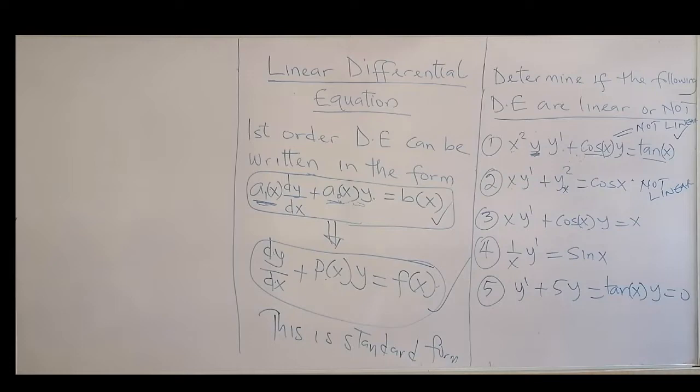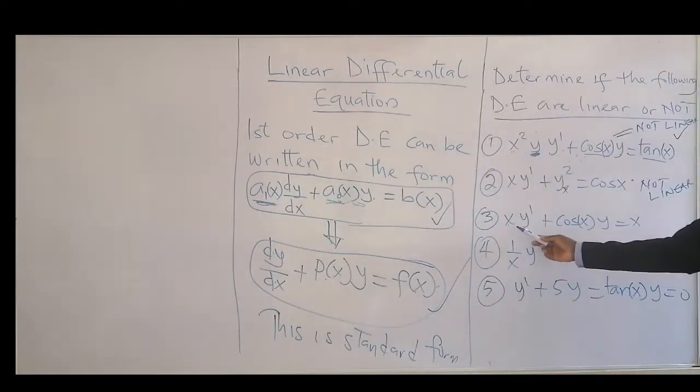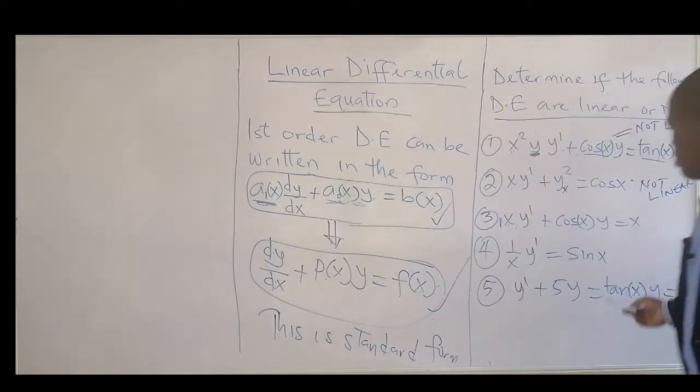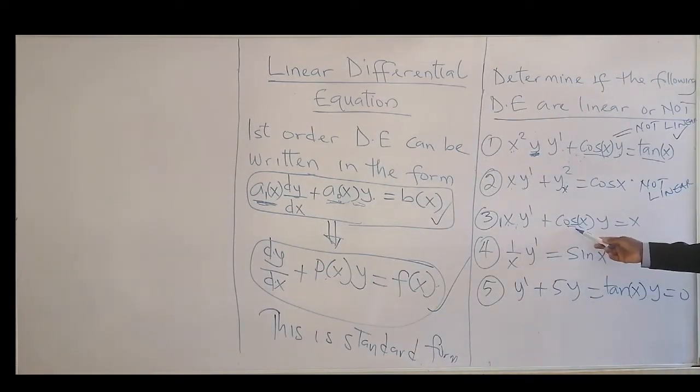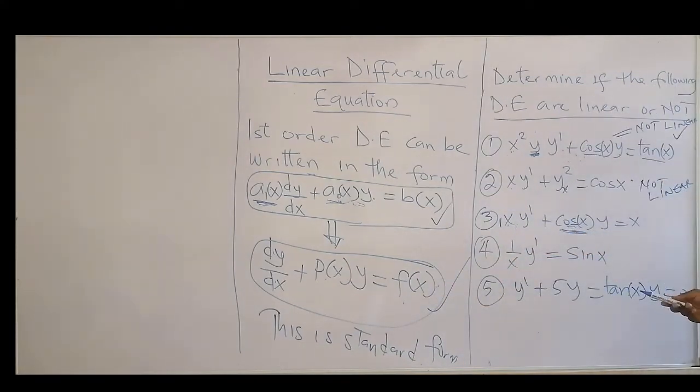This one, check very well. You can see x is here. Your a1 in this case is 1. Then you have your a naught, which you call the p of x. If you want to express this one in this form, you have to divide through by x. Then you have dy dx equal to cos x over x y, and then equal to 1. So this is a linear differential equation.